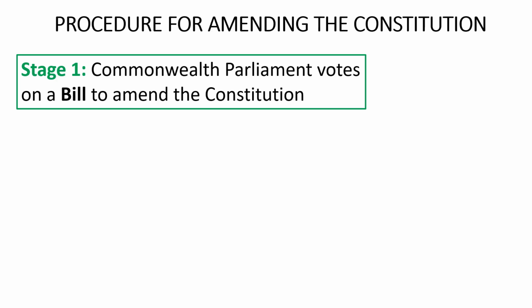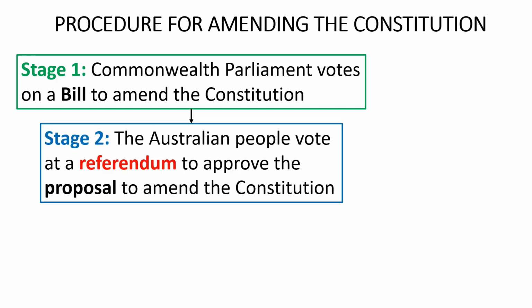Depending on the complexity of the changes being made, this might be quite a long bill with a number of different clauses. We'll look at this stage in a bit more detail in a moment. In the second stage, the Australian people vote at a referendum to approve the proposal to amend the Constitution.